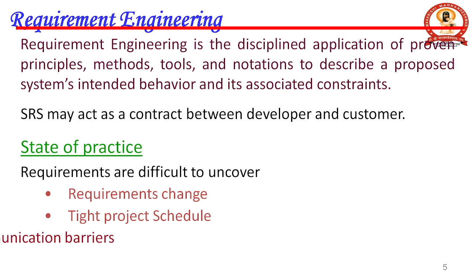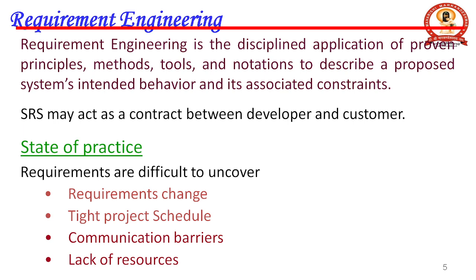So if it is to be there, then how to uncover the errors in the requirement? Because most of the time the requirement changes, most of the time the schedule is tight, and mostly the developer and the customer always have a gap between the two parties, because they do not know what the developer actually wants and the developer does not know what the customer actually wants. So just to make a bridge between the two parties, we need an SRS document.